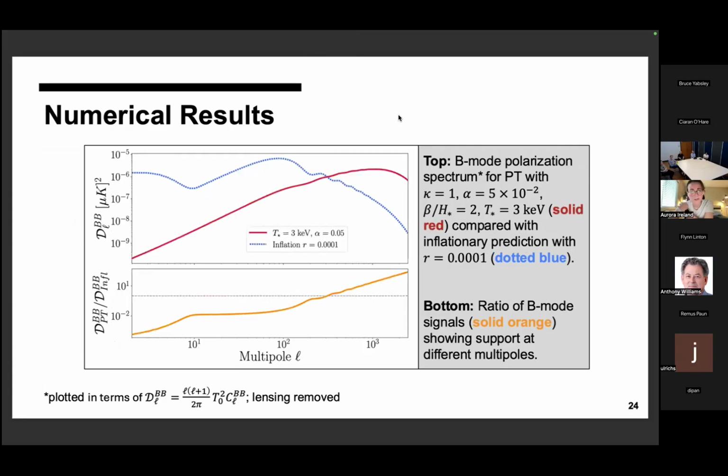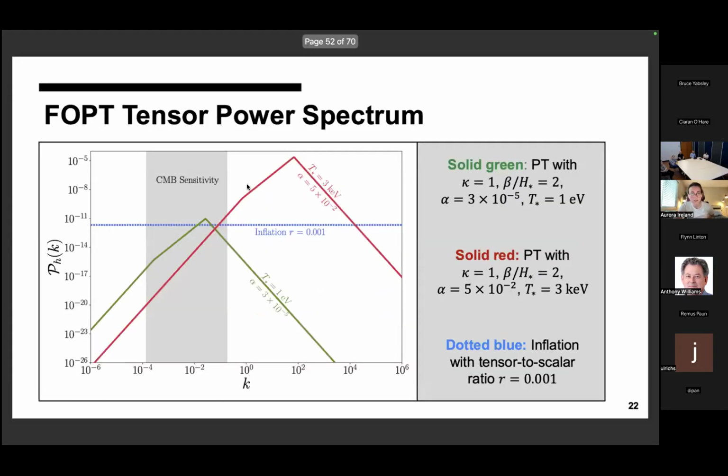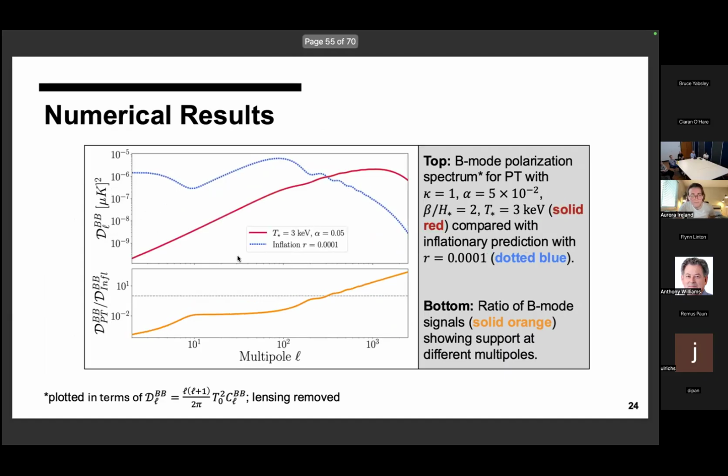All right. And then this is the one for the other benchmark, the 3 keV one. Here we're peaking on much smaller scales as compared with the inflationary one, and we're falling off on the larger scales. The shape of this can be understood from the fact that here we're doing everything with just the super-horizon tail, so it makes sense that most of the power here is coming from smaller scales. I think looking at that gives a feeling for why this looks the way it does.